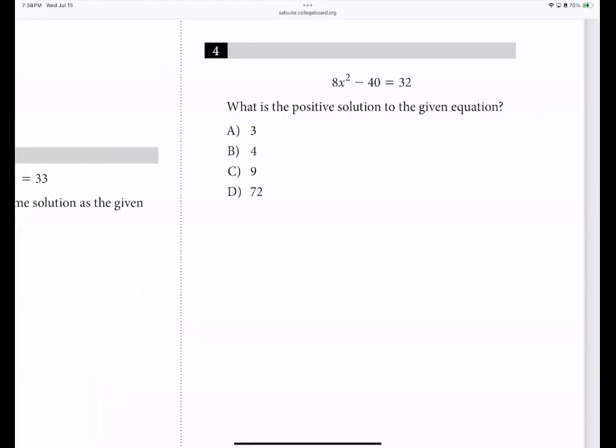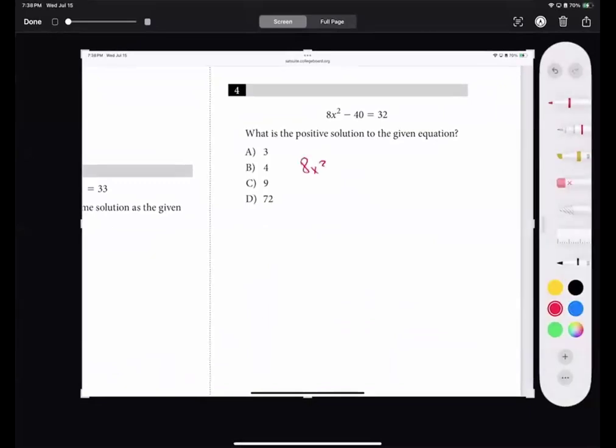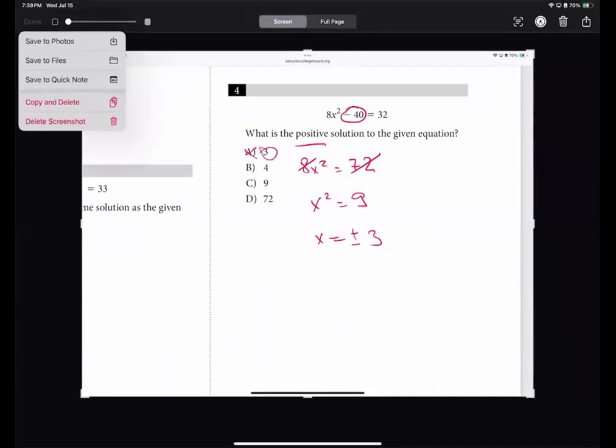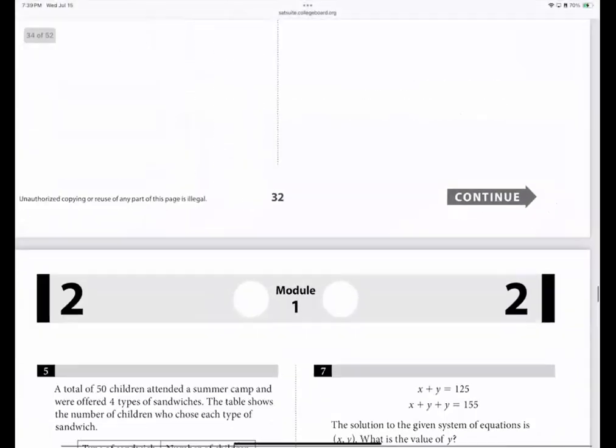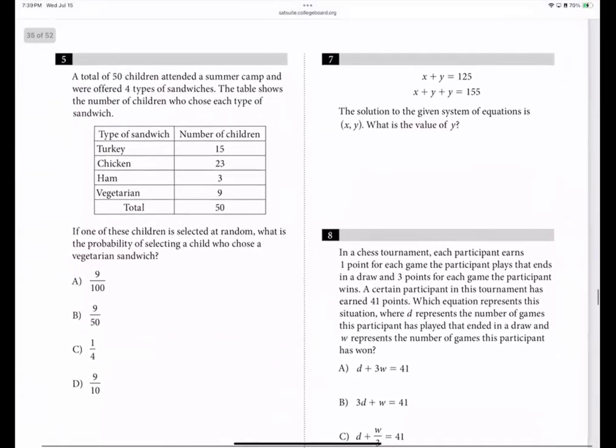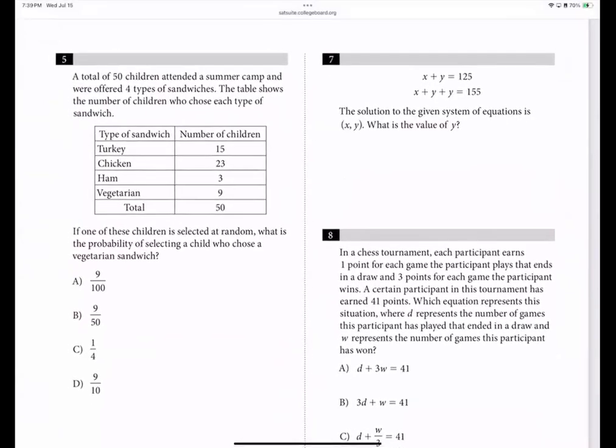A. Okay, 8x squared plus 40 is 72. 72 minus 40 is 32, so x squared is 32 divided by 8, which is 4... Actually, 8x squared equals 32, so x squared is 4. Do you agree? Okay. 5. B.